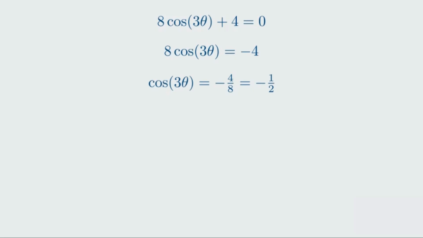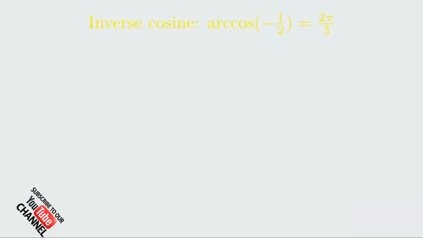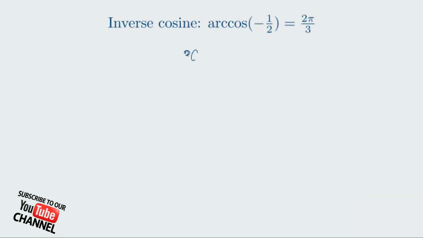Since our original cubic equation has at most 3 real roots, we need to be careful about finding 3 distinct values for a. This means we need to find at least 3 distinct values for 3 theta that result in different cosines. Let's find the values for 3 theta. First, we find the principal value using the inverse cosine function. The inverse cosine of negative 1/2 is 2 pi over 3. This is our first solution for 3 theta. So, 3 theta equals 2 pi over 3.